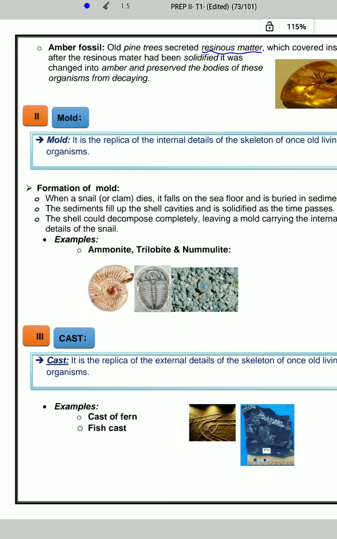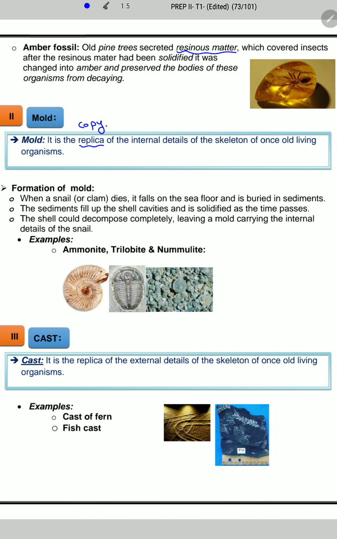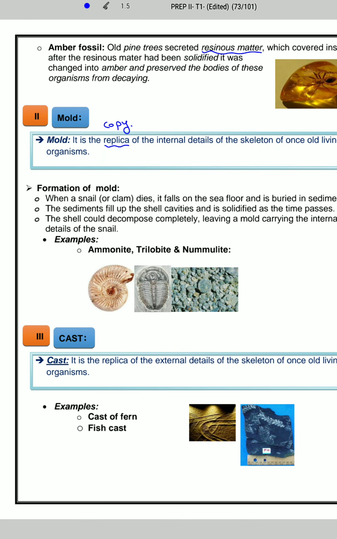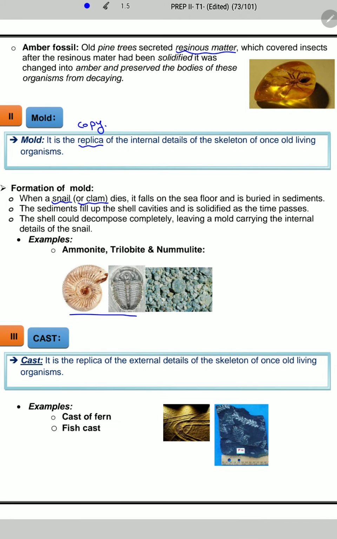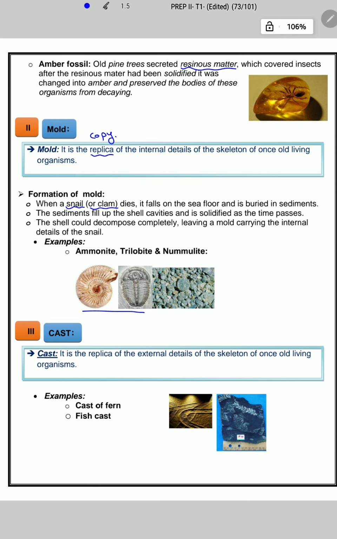The second type of fossils is called the mold. What's the mold? The mold is a replica, a copy of the internal details of the skeleton of an old living organism. Like what? Like when a snail, or a clam, dies, it falls on the seafloor. They sink in the seafloor. And you know that the seafloor is filled up with sediments.